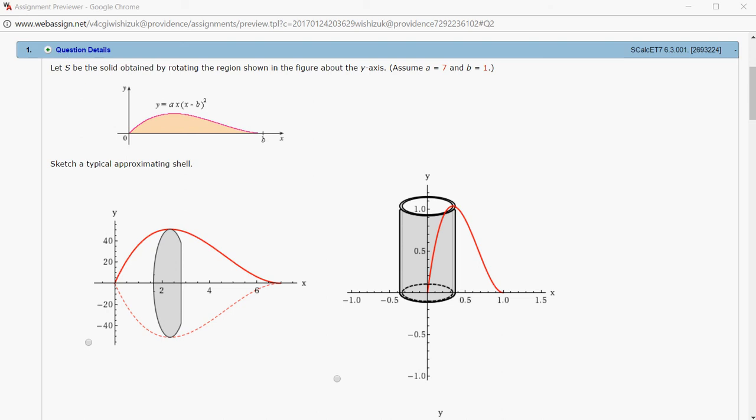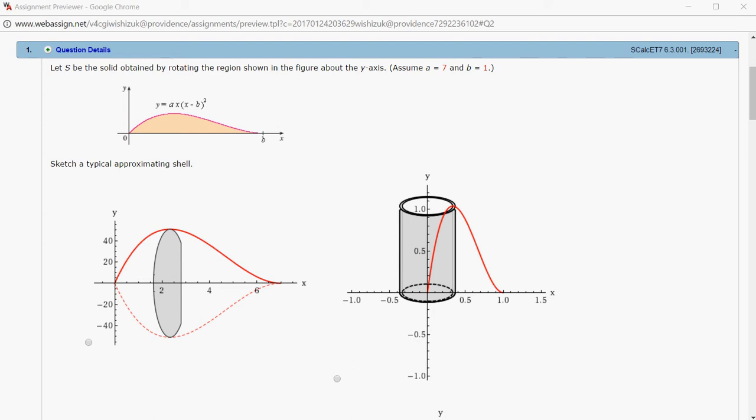All right, let's look at homework 6.3, problem number 1. So we have this region given here, where a in this case is 7 and b is 1. Then we want to rotate this region about the y-axis, using the shell method.